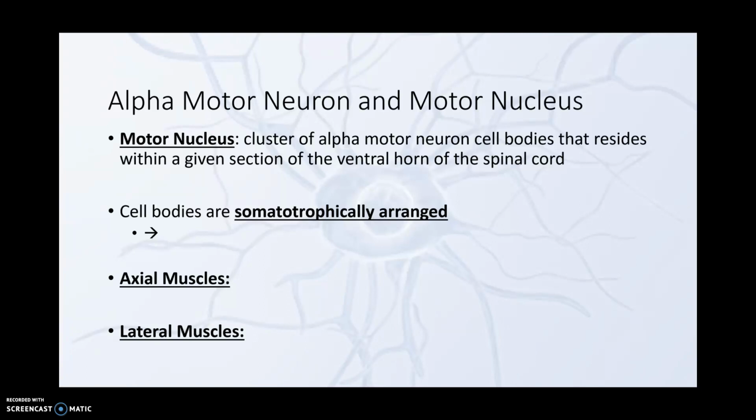What's a motor nucleus? This is a cluster of alpha motor neuron cell bodies that resides within a given section of the ventral horn of the spinal cord. These cell bodies are arranged in a longitudinal column within the spinal cord. The cell bodies are somatotopically arranged. What does that mean? That means where the muscles are located on the body determines where the cell bodies are going to be located on the spinal cord. So axial muscles are our postural muscles, and lateral muscles are considered our extremities.